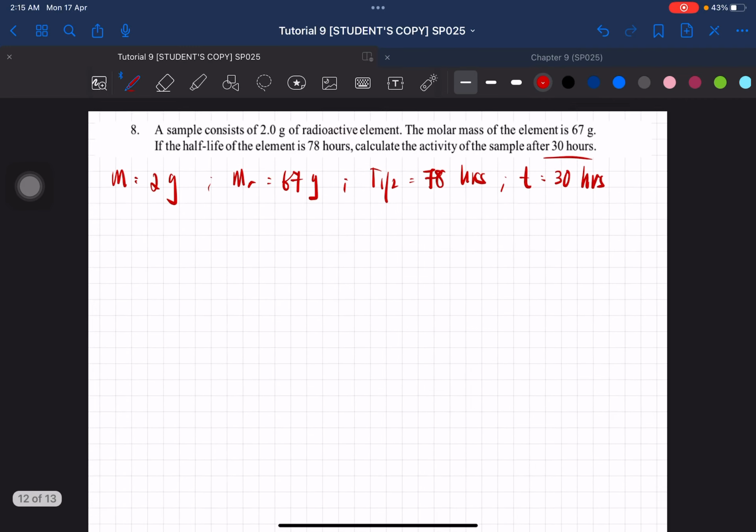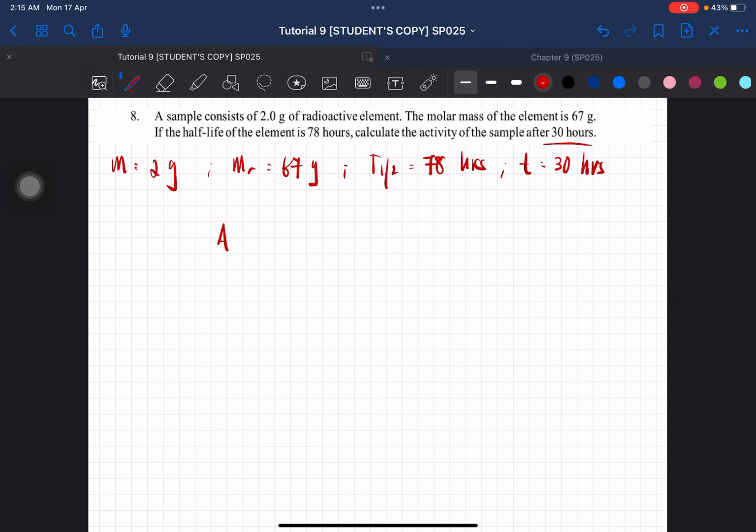Okay, so for this one, we are going to use A equals A naught e to the negative lambda t. So from here, what do we not have? We do not have the value of the initial activity. We do not have the value of the decay constant. So firstly, we are going to try to solve for the initial activity.